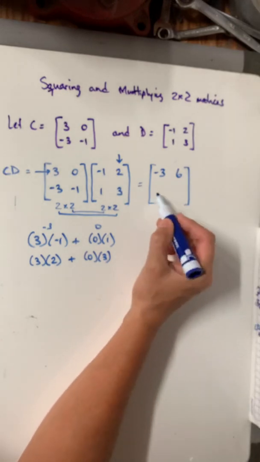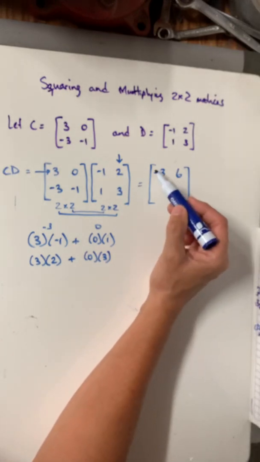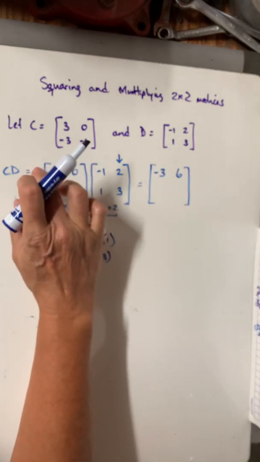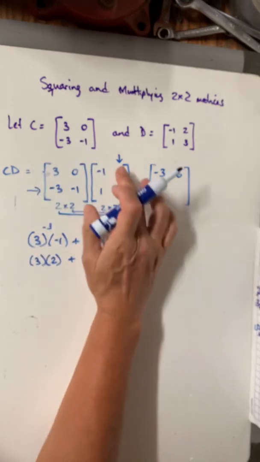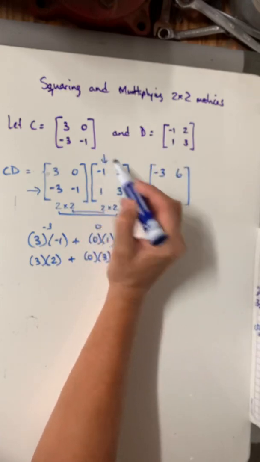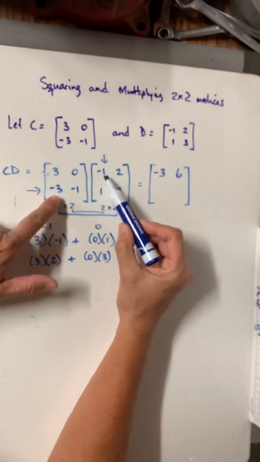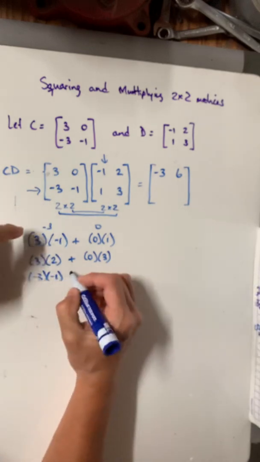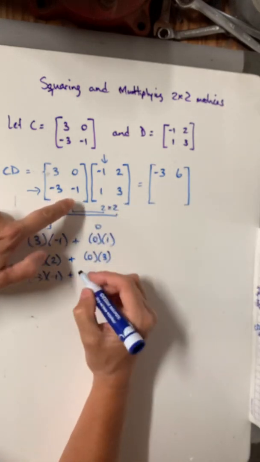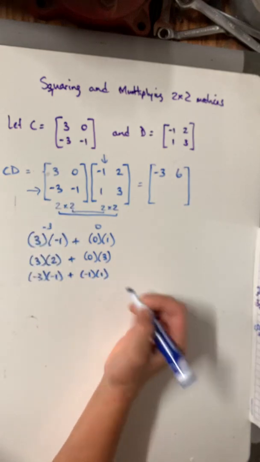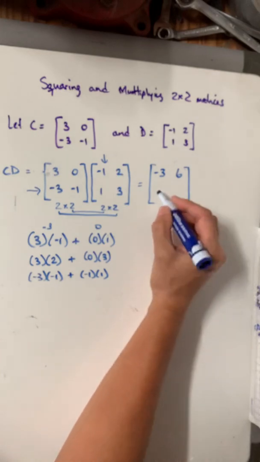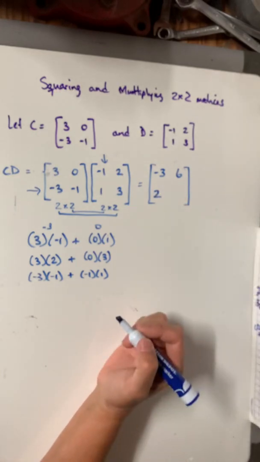All right, the next one is in the second row, first column. So I'm going to do the second row with the first column. So negative 3 times negative 1 plus negative 1 times 1. So this is 3 plus negative 1 gives me 2.